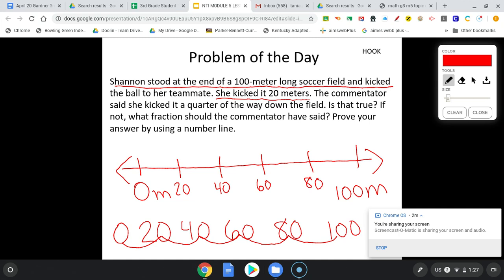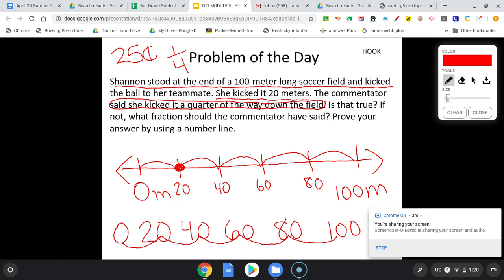So the commentator said she kicked it a quarter of the way. How much is a quarter? 25 cents is a quarter. So a quarter would be 1/4, because 1/4 of $1 is a quarter. So that would be 25 cents. So this is where she kicked it to. So we have 1, 2, 3, 4, 5 equal parts.